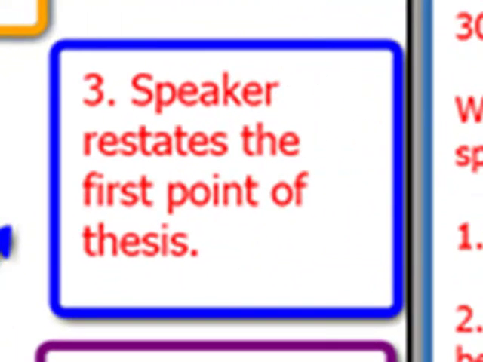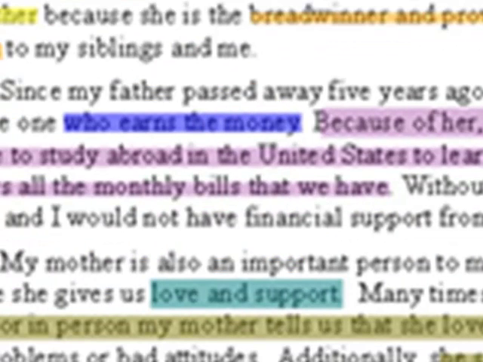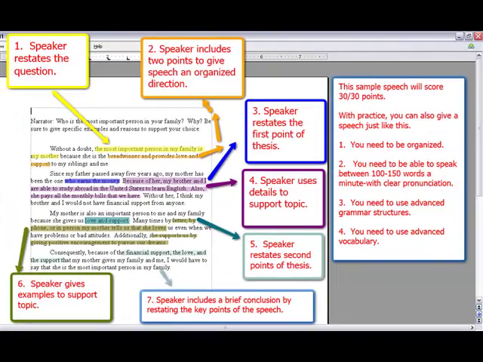The third strength of this speech, the speaker restates the first point of the thesis in the second paragraph. Notice how it says, my mother has been the one who earns the money. Now, it's even more sophisticated. Breadwinner is a good vocabulary word. It means a person who earns money. So earning money and breadwinner, these ideas are exactly the same in meaning.